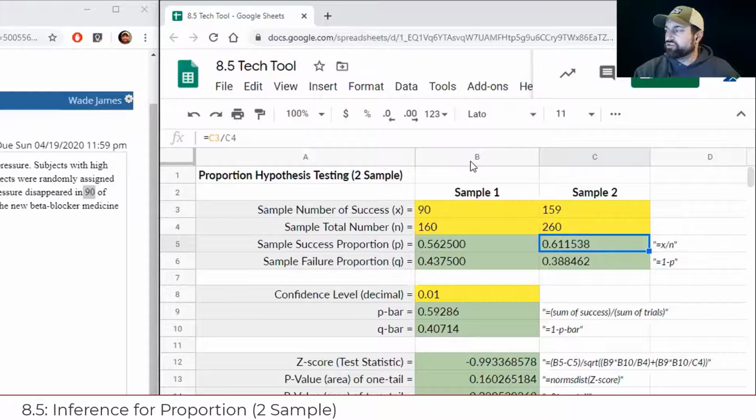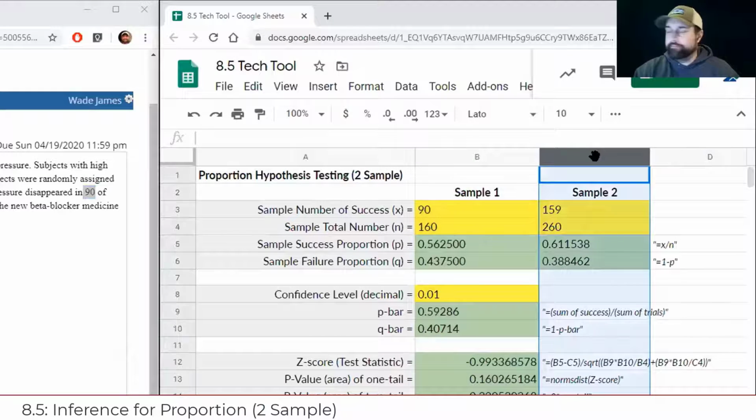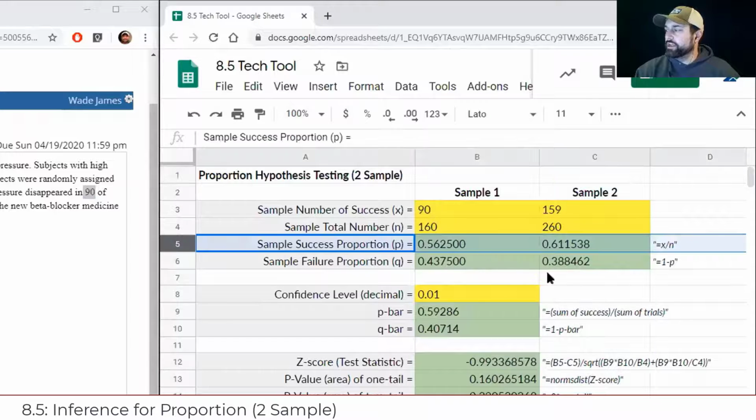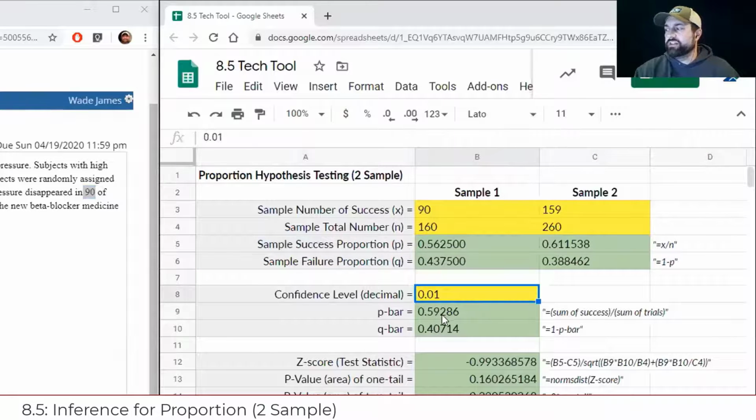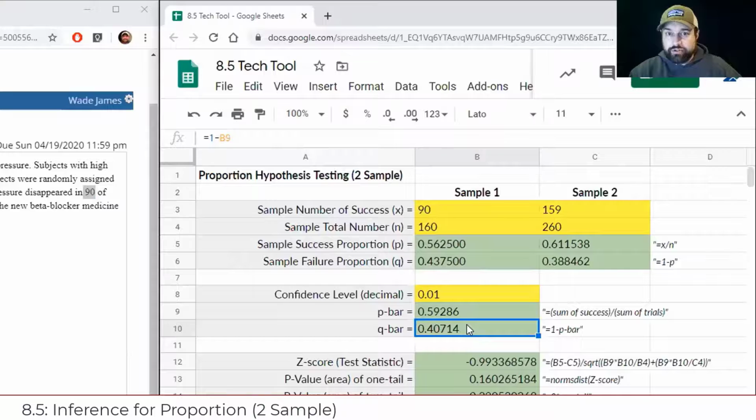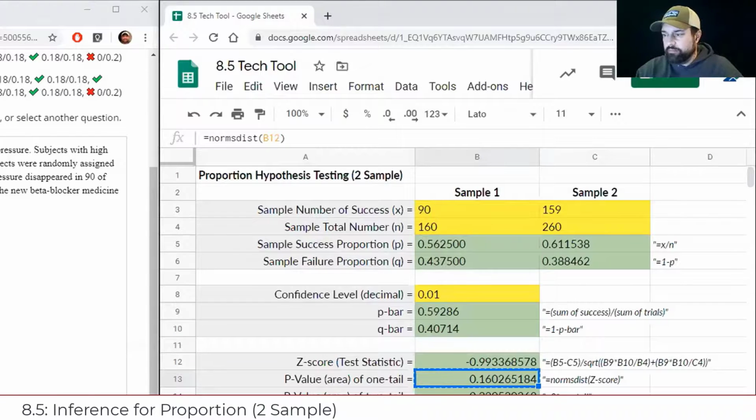Okay, so sample 1 is our control, sample 2 is our treatment, and here are the p-values for each one of those. So you can see the control came in at about 56%, the treatment came in at 71 or 61%. These are the q-values. The confidence level is 1%, so that stays the same. And here's the calculation for p-bar and q-bar. You're not going to need these numbers, but that's just part of an intermittent step to get the final calculation of the z-score. So you take that p-bar, q-bar, and the other things, and you put them together, and this gives you a z-score. So this would become my new p-value.